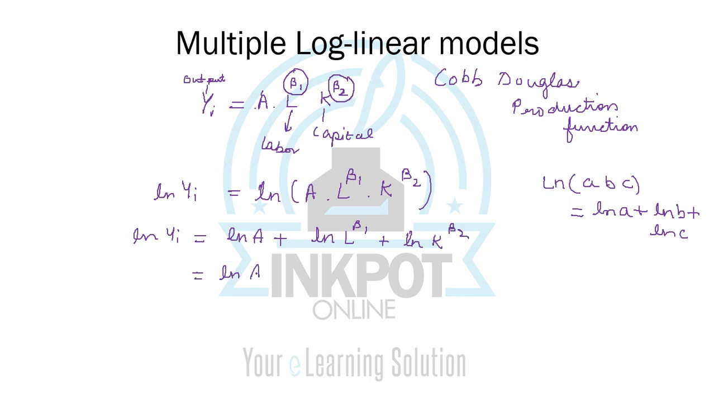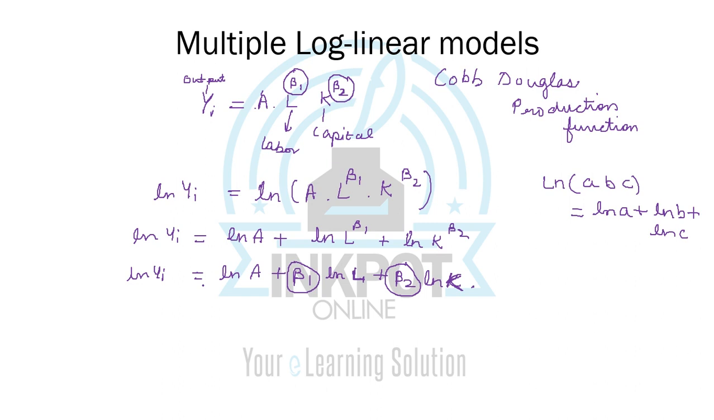This can further be written as ln of a plus b1 ln of l plus b2 ln of k. This is capital K, by the way, not small k. And over here we have the ln yi. Now if you see, this is basically a linear model, both in variables as well as the parameters. These parameters are coming in a linear manner, so now we can estimate this model.